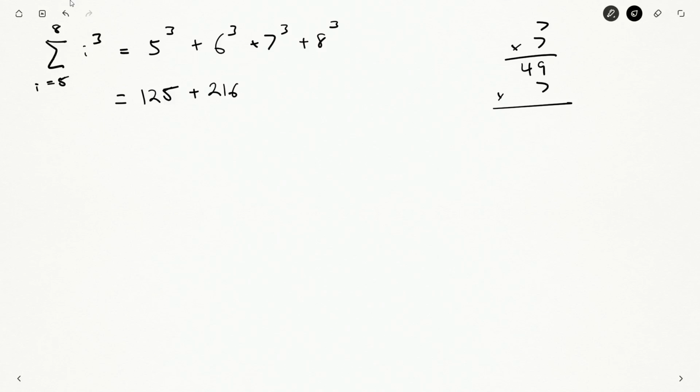No, okay, so 7 times 7 is 49, times 7. 7 times 9 is 63, and then we carry the 6. 7 times 4 is 28. We add on 6, 34. 343.